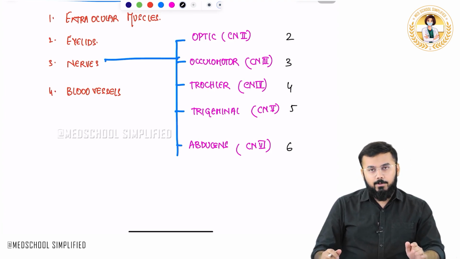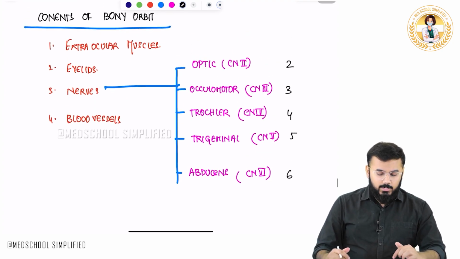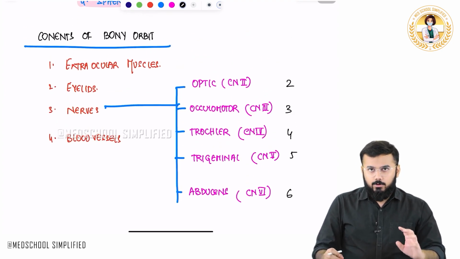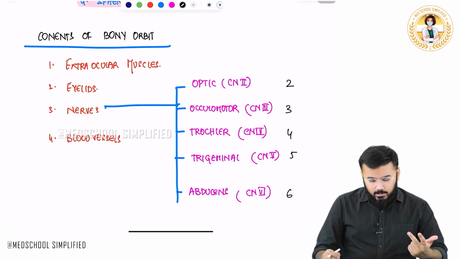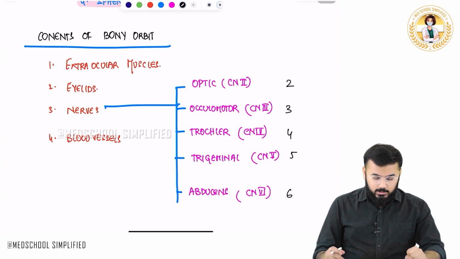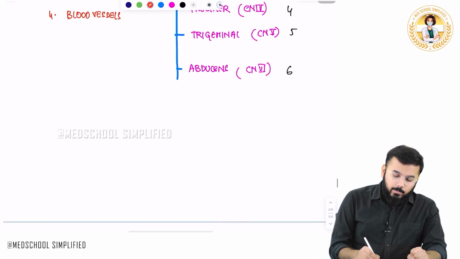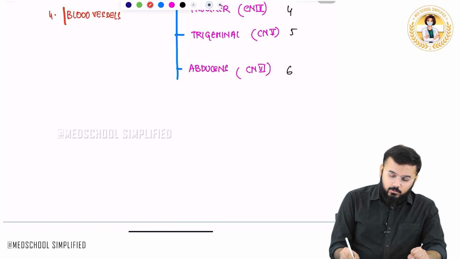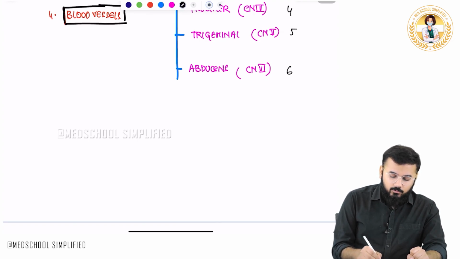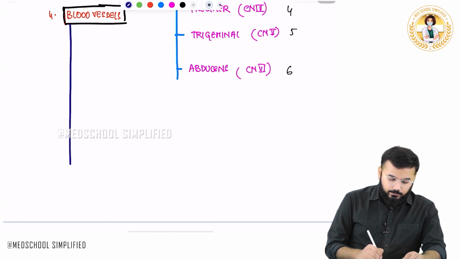Okay, starting from the optic. Why are you starting from the optic? Because we are discussing about the bony orbit where your eyeball is present, right? So, extraocular muscles, eyelids, nerves, blood vessels, these are the structures that are present. Now, coming to the blood vessels, let us discuss what are the different kinds of blood vessels you have got.